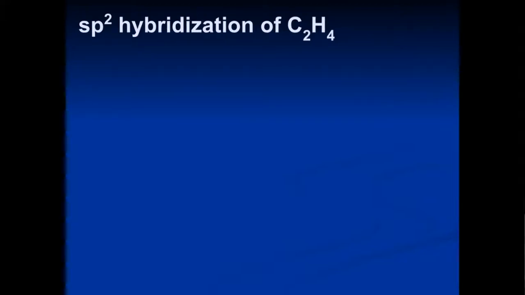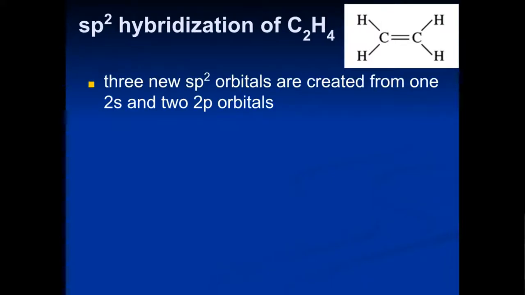Now in C2H4, okay, C2H4 is ethene, or ethylene. There's a Lewis structure for it. You'll notice that each carbon only has 3 domains, 3 bonds that it needs to form. One of those is a double bond. We'll get to that in a second, okay? So I need 3 orbitals. Well, if I need 3 orbitals, I'm not going to mix an s and 3 p's. That gives me 4 orbitals.